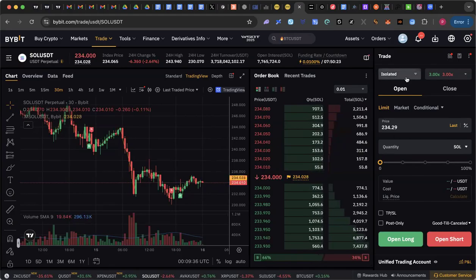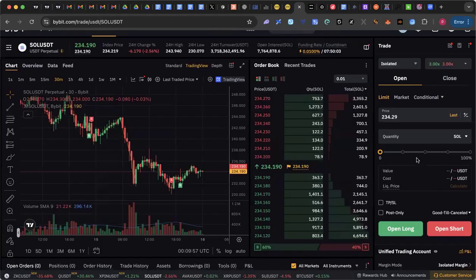Isolated means even if you have $1,000 in this account, and when you want to set your trade, any amount you expose, if it's going to be liquidated, it's only that amount that will be affected. But of course, somebody using isolated will always get liquidated more, because your liquidation price will be closer.